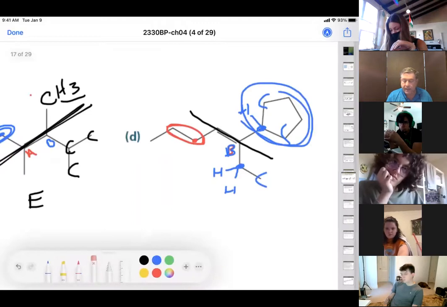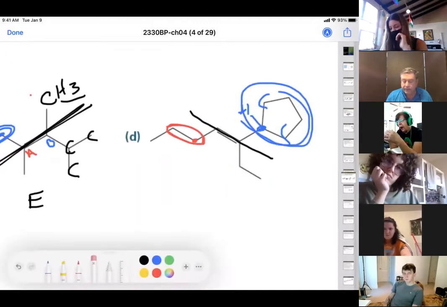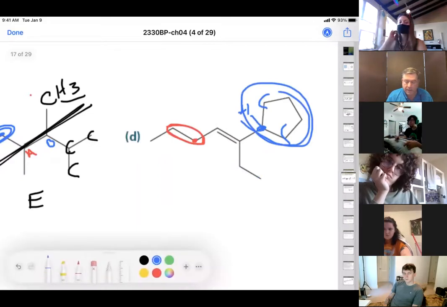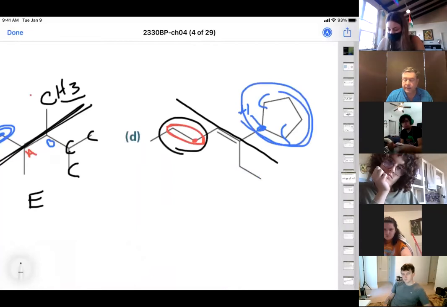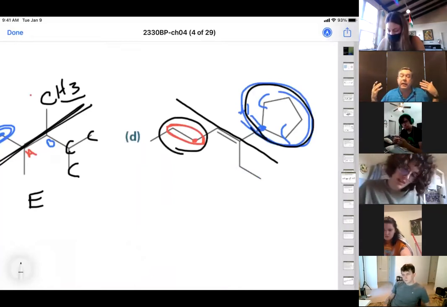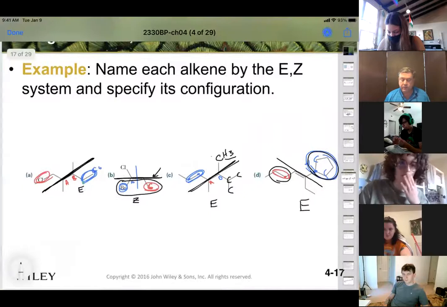So if we assign that as our highest priority for the B carbon, let's look at that axis again. Our axis tells us that we have one group on one side of the axis, one group on the other side of the axis. So we have our Entgegen configuration, or our E configuration. Okay, do we see all the steps in it and can we use them properly? That's important for naming these structures correctly.